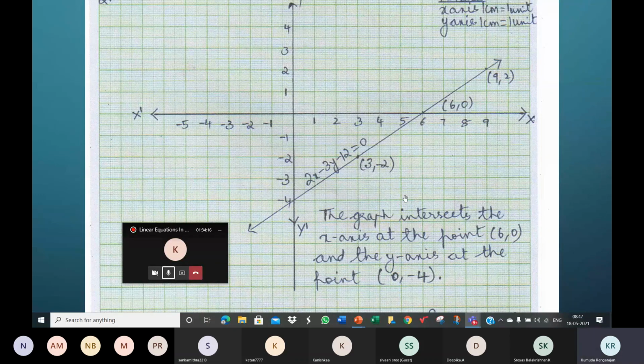Okay, now find the other one also. Now find when y is 0, the corresponding value of x. When y is 0, write the equation again: 2x minus 3y minus 12 is equal to 0. In place of y, use 0 and find the corresponding value of x.